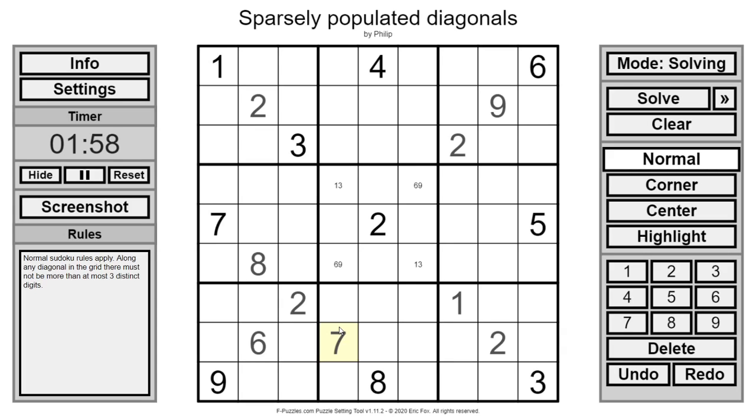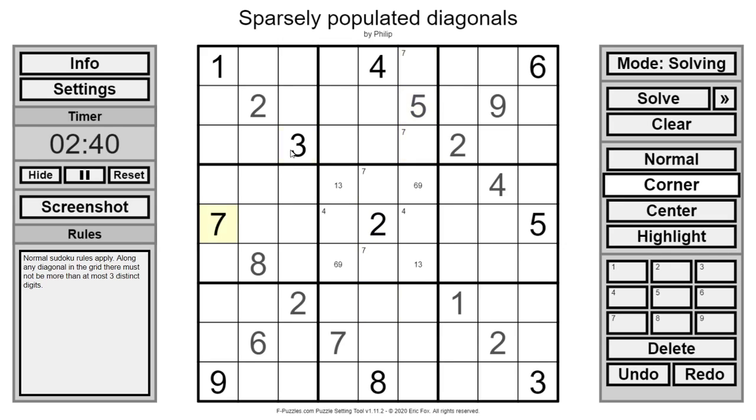What other diagonals should we look at? Well, this is a 4, 2, 5 diagonal, but this can't be a 2, so this must be a 5. And this is either a 2 or a 4, but it can't be a 2, so that's a 4. Does that change anything? Well, it does mean that with normal Sudoku, 4 is in one of those spots. Also, 7 is in one of these spots. 7 is in one of those spots.